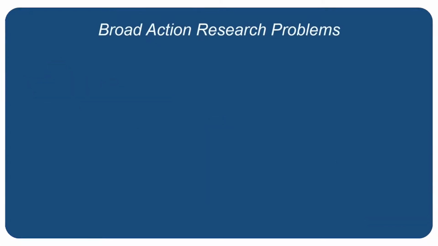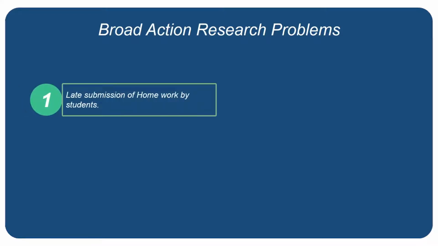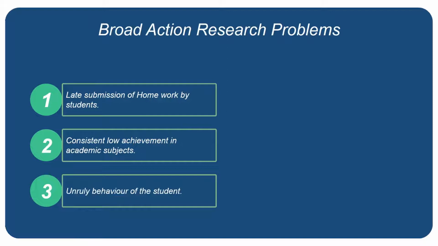Now let us go further and see how these broad action research problems can be converted into researchable problems. Let us say, for example, late submission of homework by students. This can be considered a broad action research problem. Another example is consistent low academic achievement by the students, which can also be considered a broad action research problem. Unruly behavior of the students in the classroom can also be considered a broad action research problem, though it needs to be pinpointed.